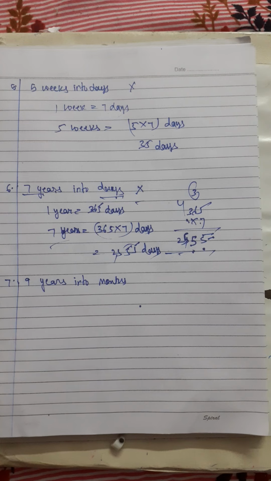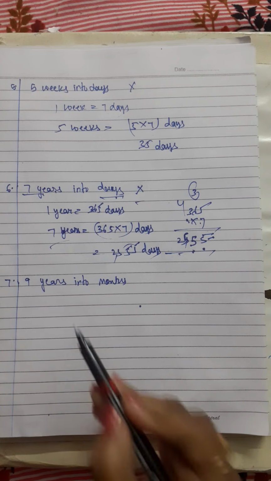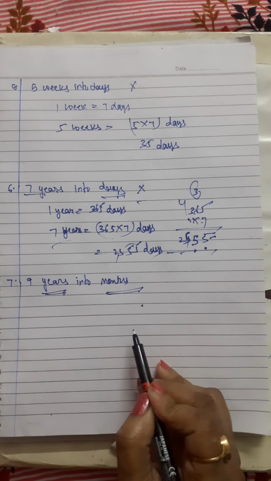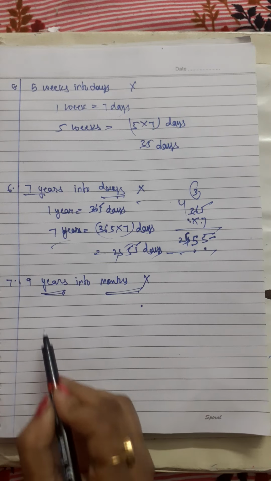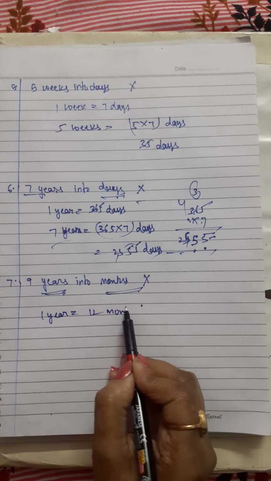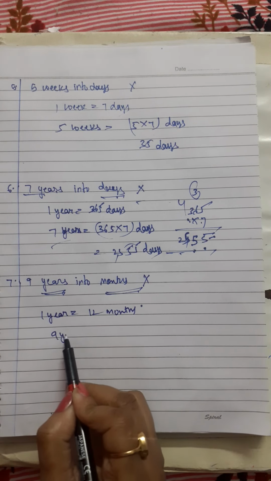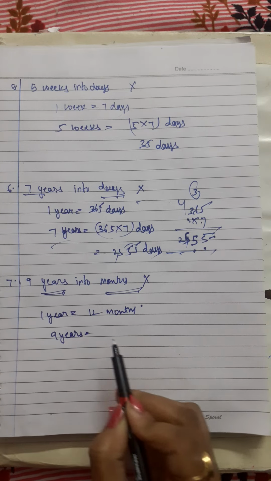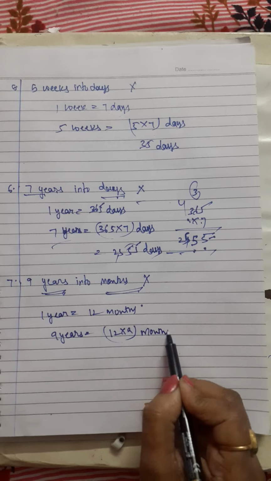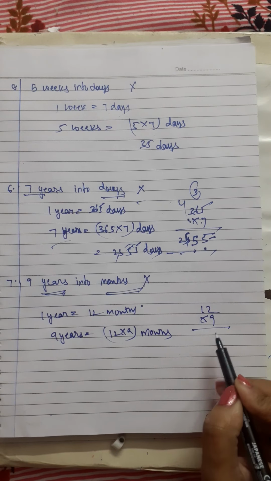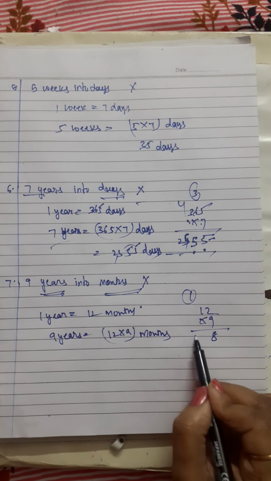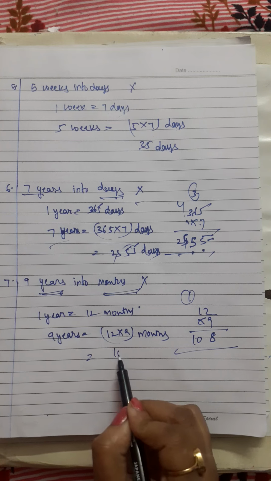Now we are doing one more part of the question. 9 years into months. Here years to be converted into months. We know that years is the bigger unit, month is the smaller unit, so we have to do the multiplication. We know that 1 year has 12 months. So 12 is multiplied by 9 and we will get the answer in months. 9 twos are 18, 8 and 1 in carry, 9 ones are 9 plus 1 is 10. Answer is 108 months.